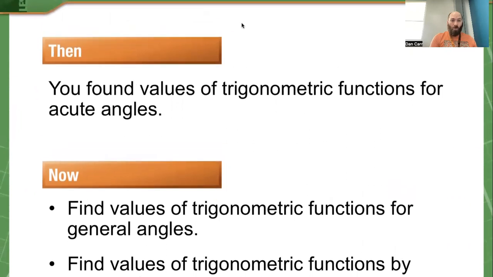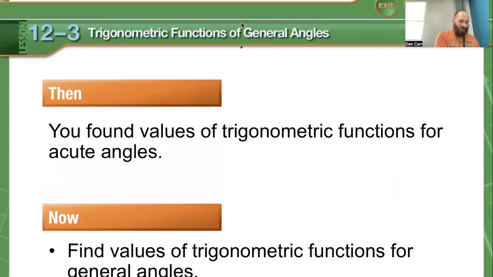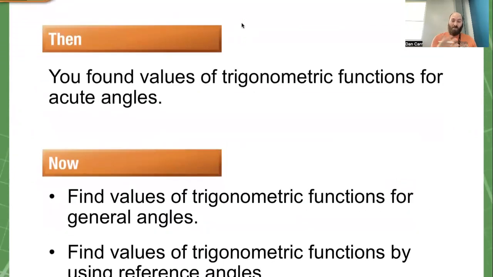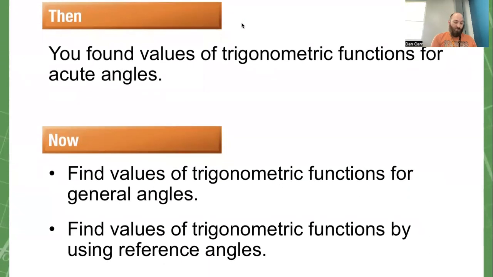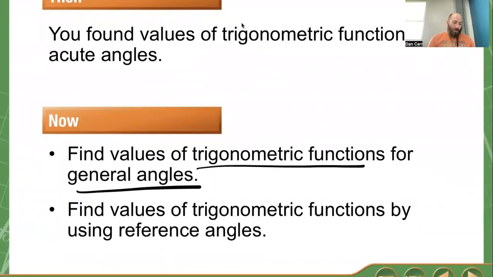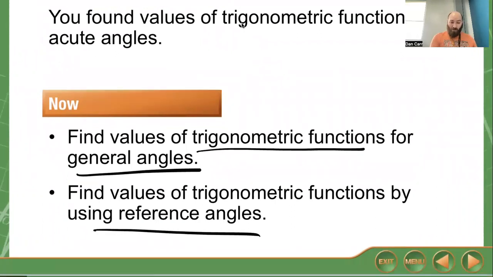Okay. What we're going to be focusing on is what's called general angles and evaluating our trigonometric functions of those. This is going to be an introduction to everything with this. So we're going to find values of our trigonometric functions for what's called our general angles, and we're also going to be able to use our trigonometric functions by finding reference angles. Okay. So what do I mean by general angles?